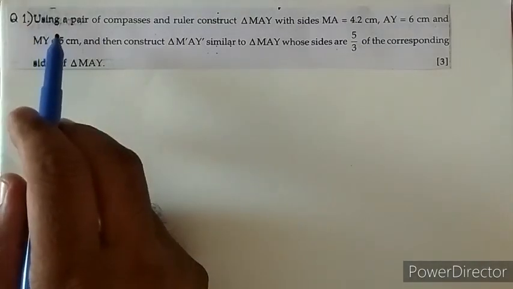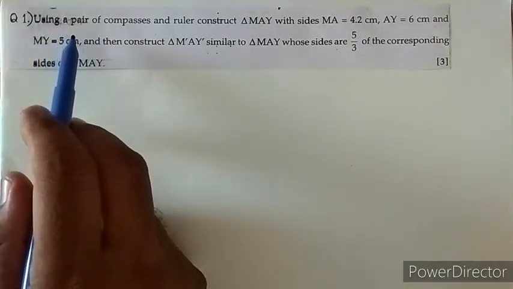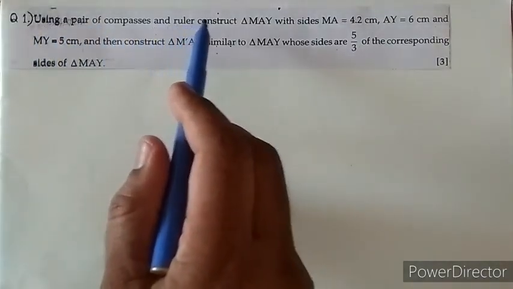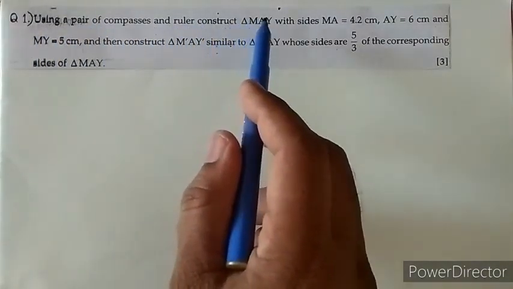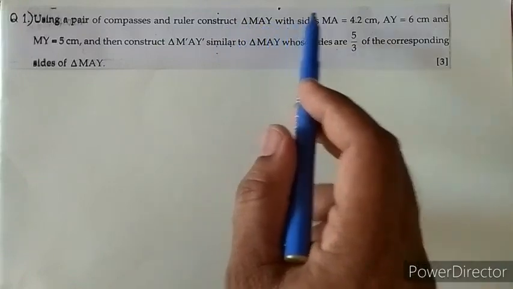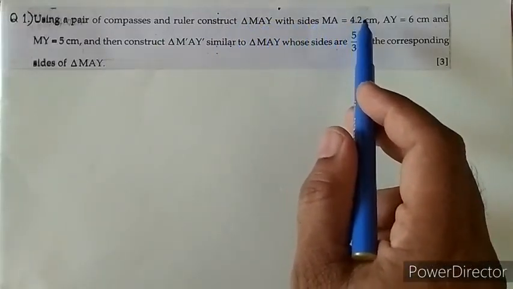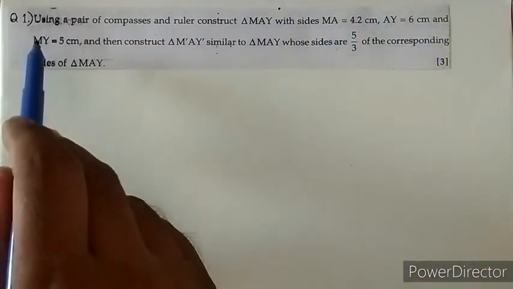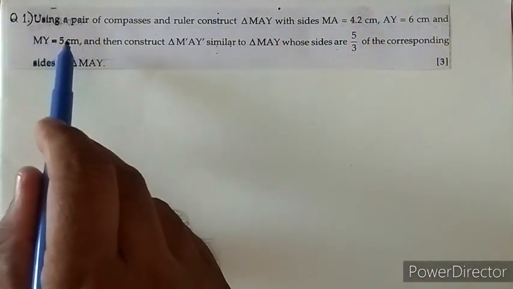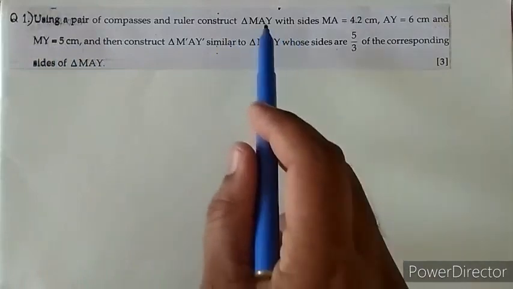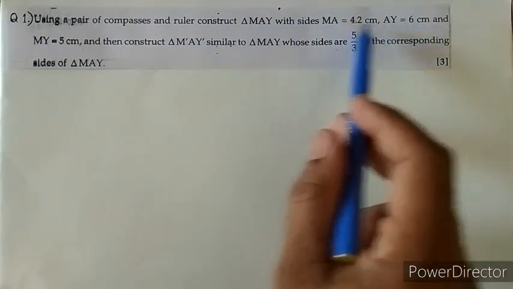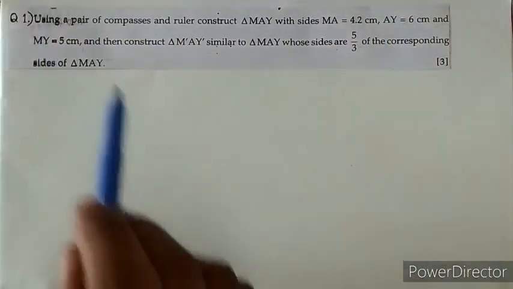Here's our first question on construction of triangles. The question is, using a pair of compasses and ruler, construct triangle MAY with sides MA equal to 4.2 centimeters, AY equal to 6 centimeters, and MY equal to 5 centimeters. So we need to draw a triangle MAY whose sides are given. All the three sides are given.